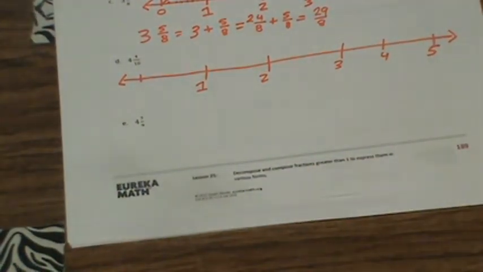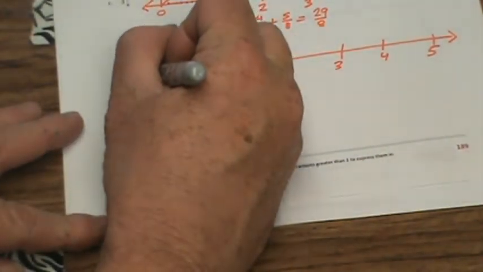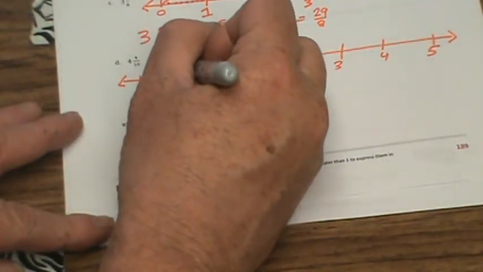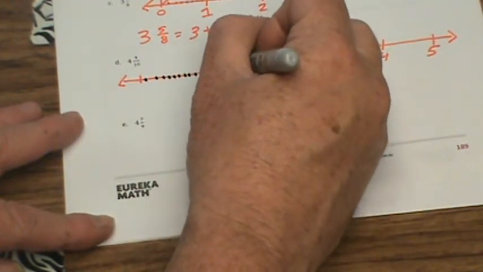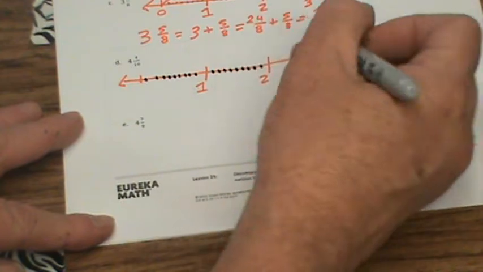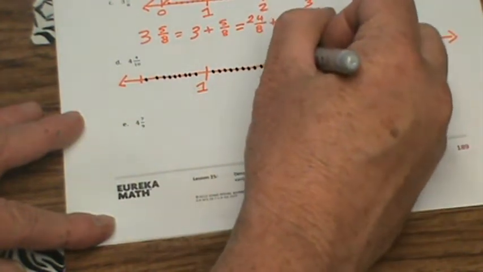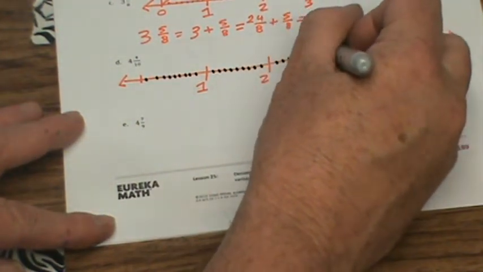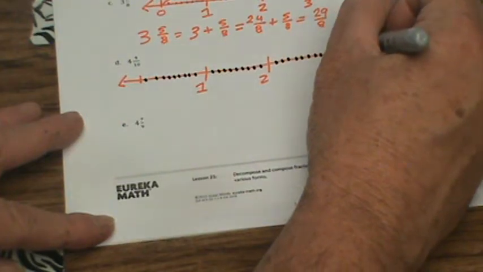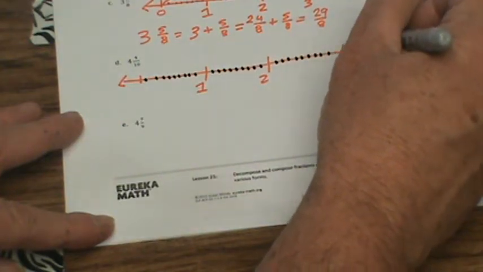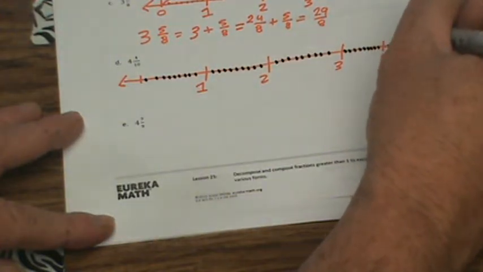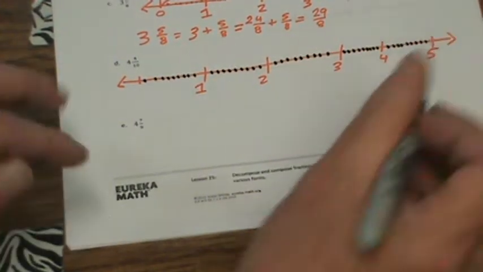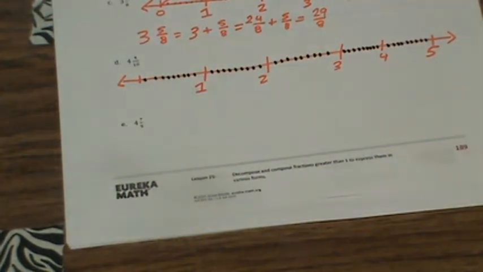And they want us to do tenths. Oh my goodness. Let's make it happen, kids. 1, 2, 3, 4, 5, 6, 7, 8, 9, and 10, in each section. Okay, so there we have that.